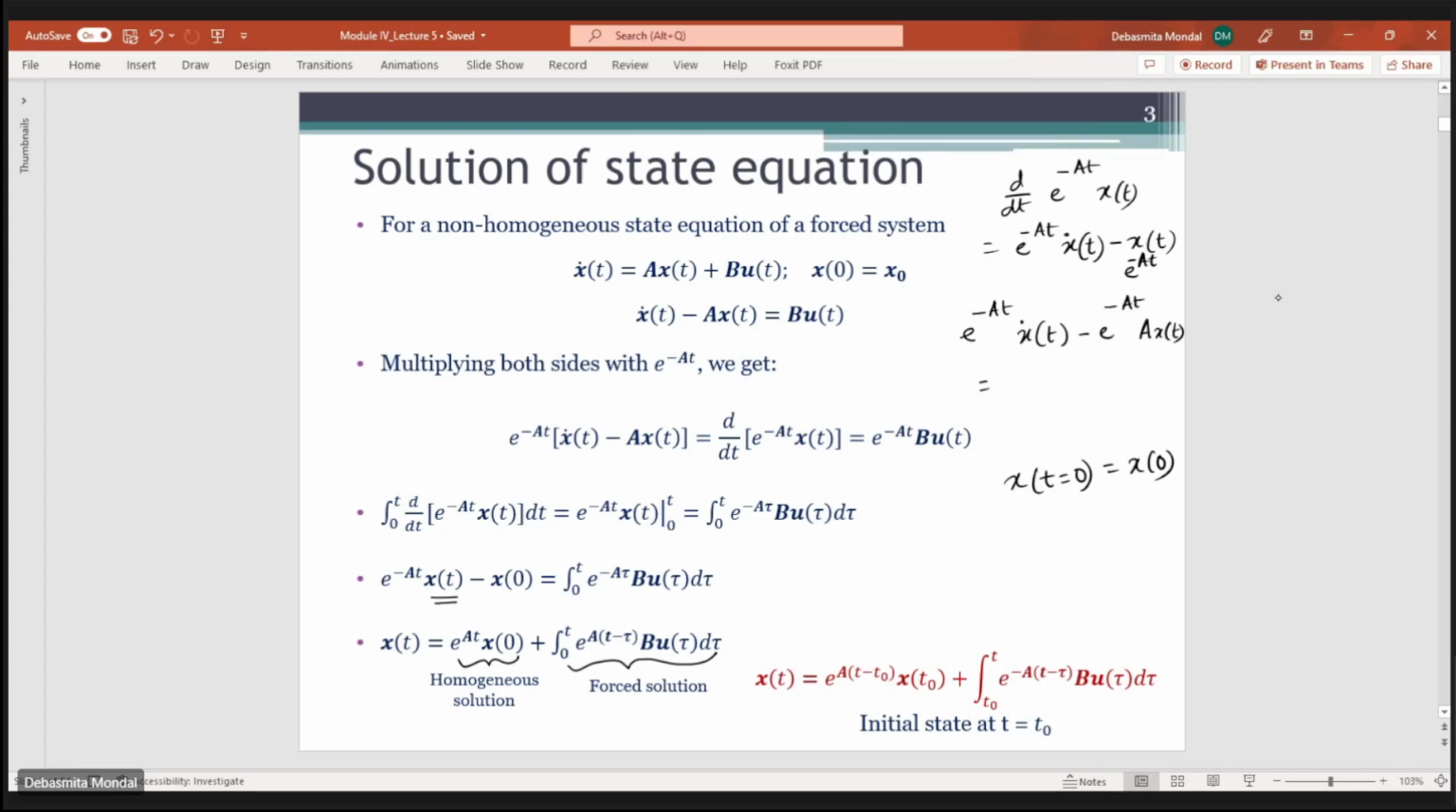And this one is a specialized case where the value of t0 is equal to 0. For this solution, the value of t0 is equal to 0. So if you simply put t0 equal to 0, you will end up with this equation. So you can say that the general form of the solution of the state equation, which looks like x dot is equal to Ax plus Bu, is given by this expression.